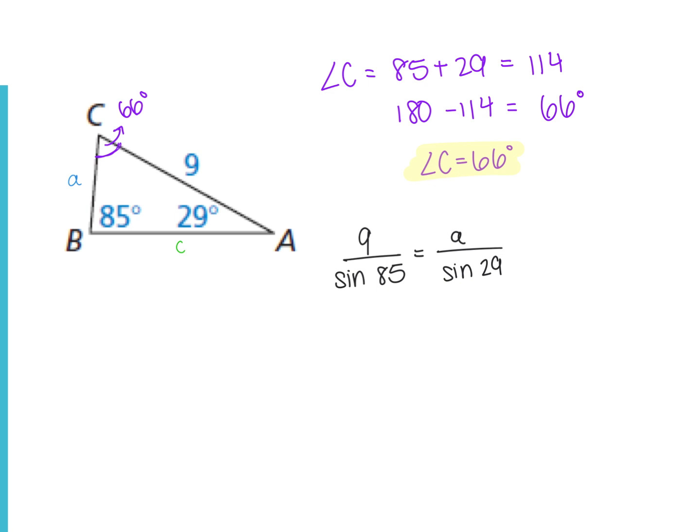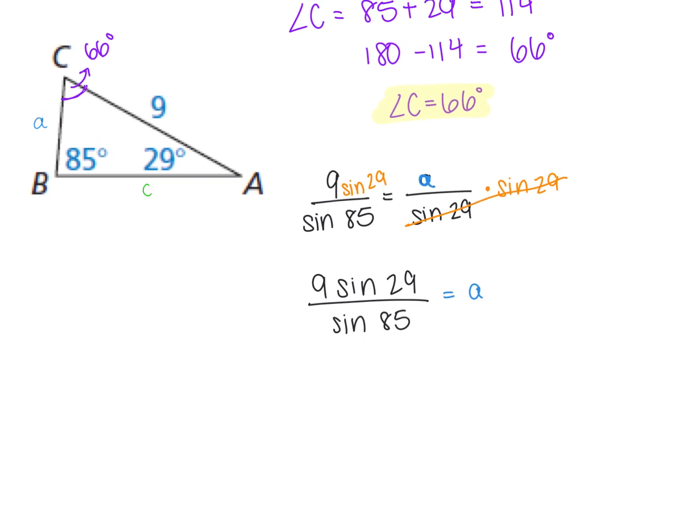So again, I'm trying to get my A by itself. And in order for me to get my A by itself, I have to multiply by sine 29. And again, I'm putting it right here. So what do I have now? I'm going to have 9 times sine 29 over sine 85. And that's going to equal my A. Go ahead and plug that into your calculator. I'll give you a minute.